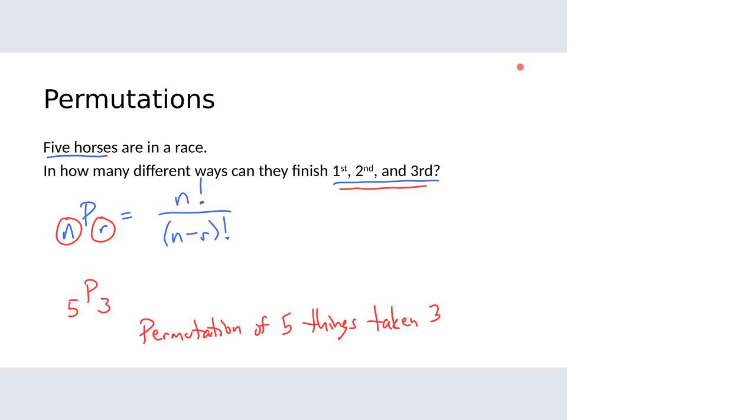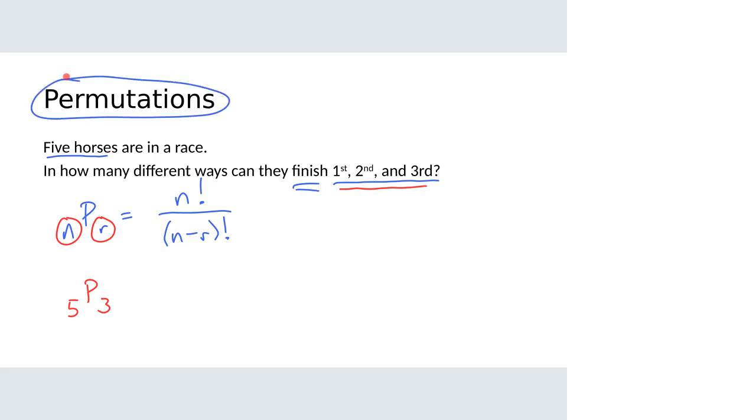Because what we're looking at here is I have 5 horses, and I want to know how many different ways they could finish first, second, and third. I care about 3 places, not all 5. Going back to the idea that order matters, if we're finishing in a race, order definitely matters. And once we know that order matters, we know we have a permutation. We know we're going to use this formula. Now let's take a look at how that formula plays out. So I've got 5 is n, 3 is r.